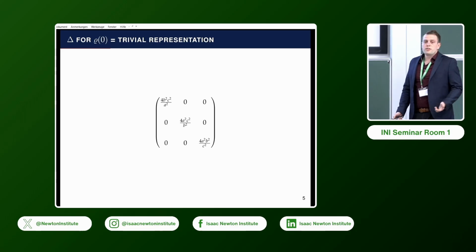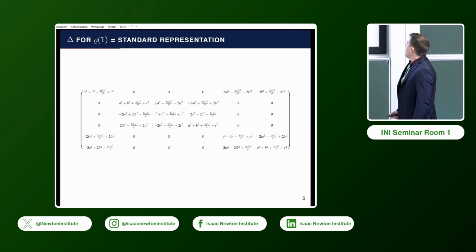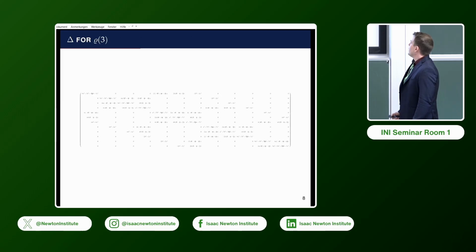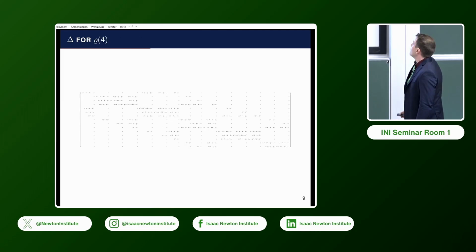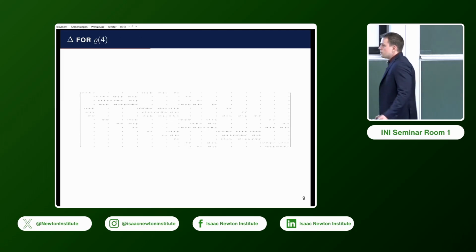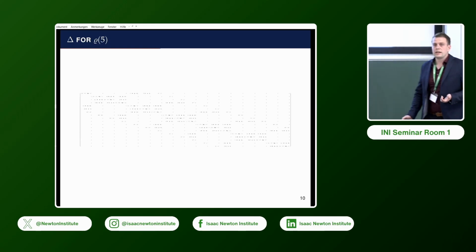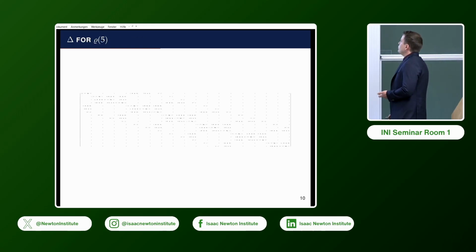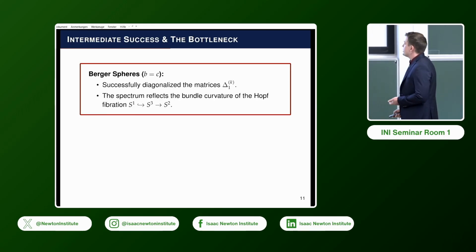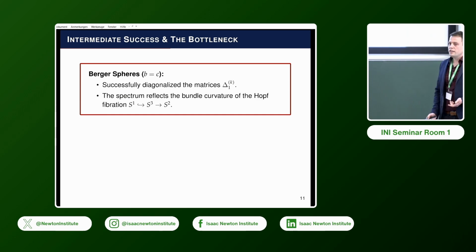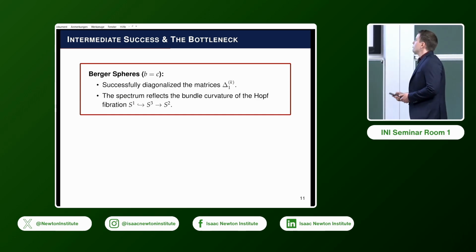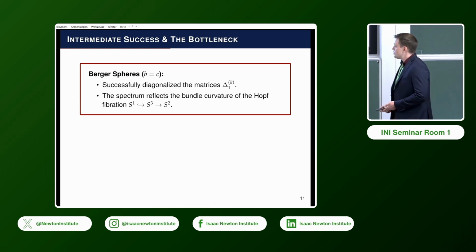And just to give you an idea of what the matrices look like, this is the smallest one, and they get bigger and bigger. If you are interested in the spectrum, then you need to diagonalize all of them. We were successful in doing so in the case of Berger spheres, and it was interesting because the spectrum nicely reflects the bundle curvature of the Hopf fibration.